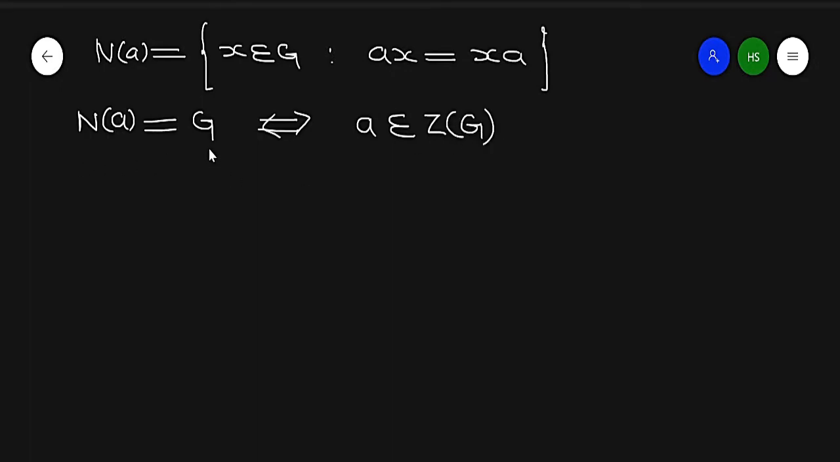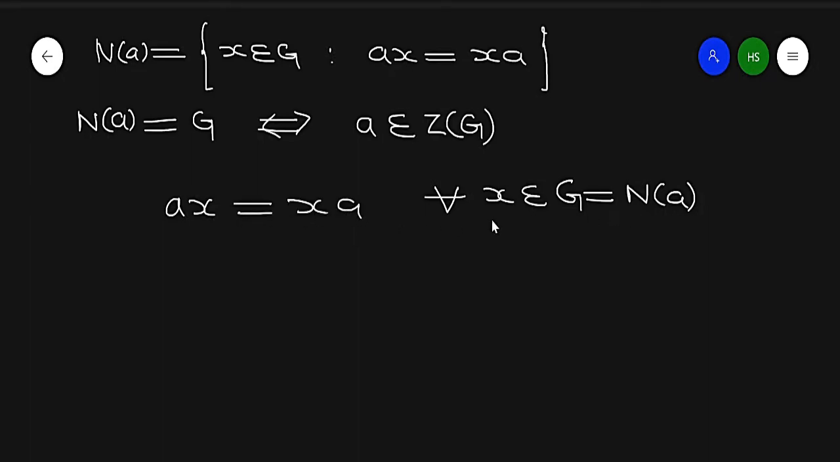If the normalizer is the total set, then it means A belongs to the center of G. So if X belongs to G, then G is the normalizer of A. Then it implies AX is equal to XA, because X belongs to the normalizer of A. So what does it mean?